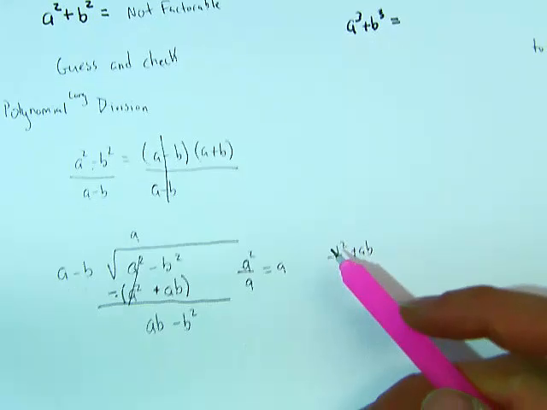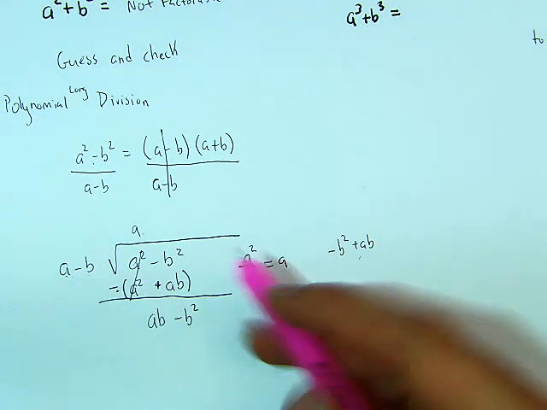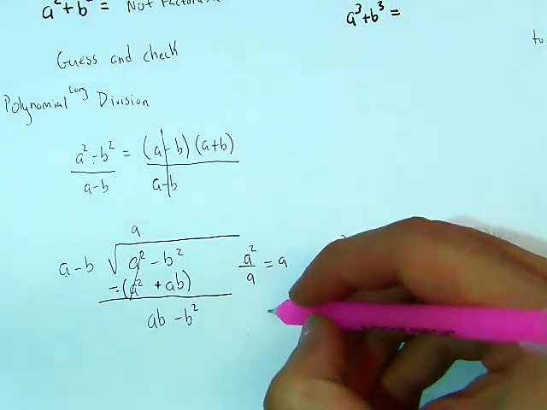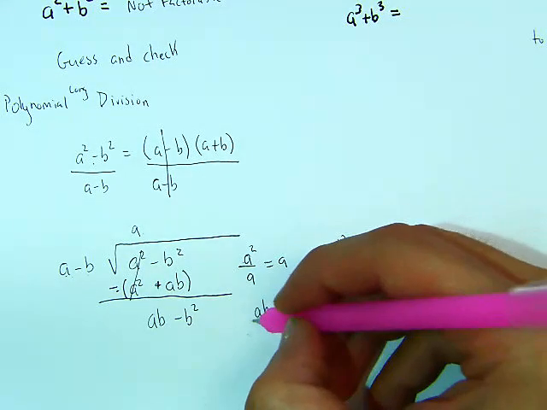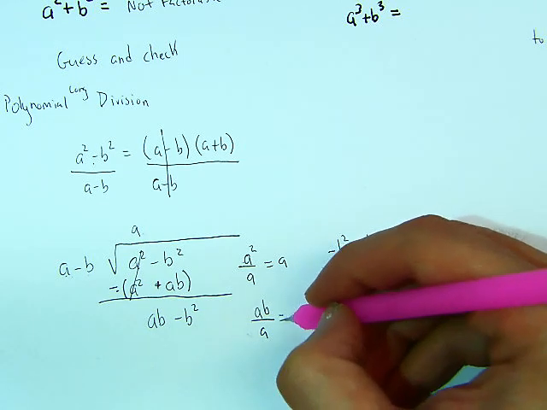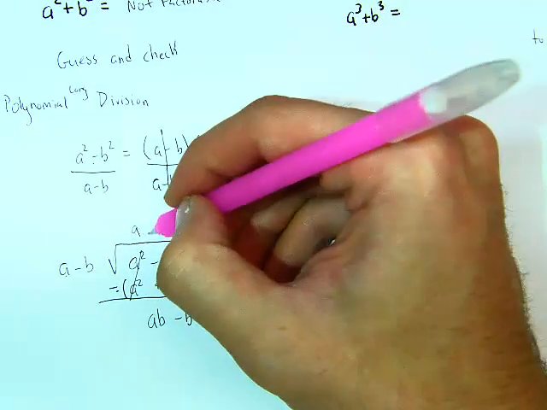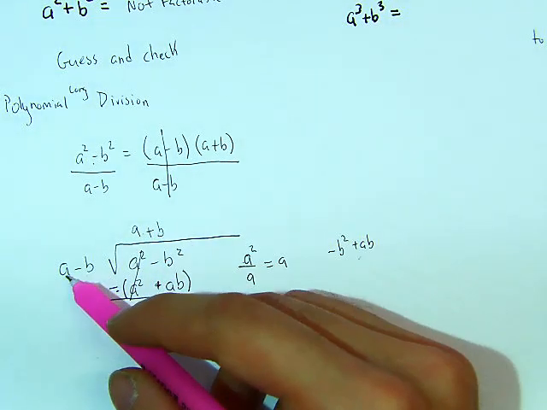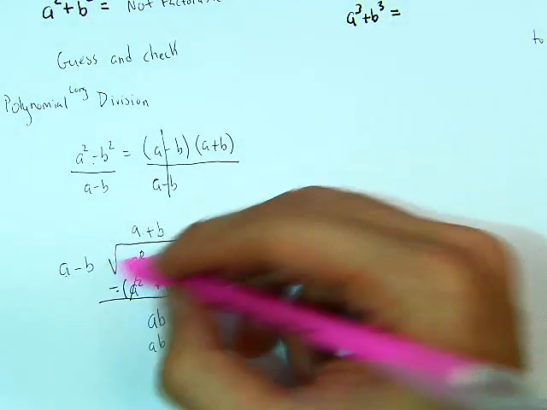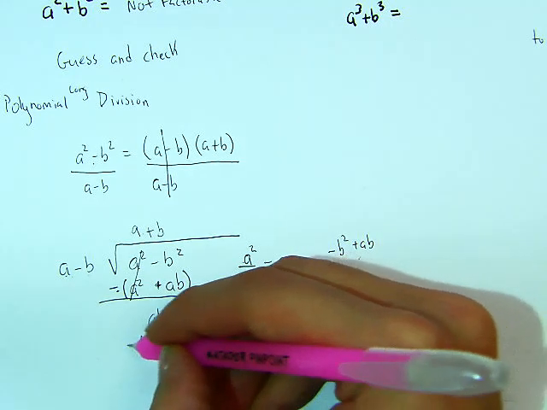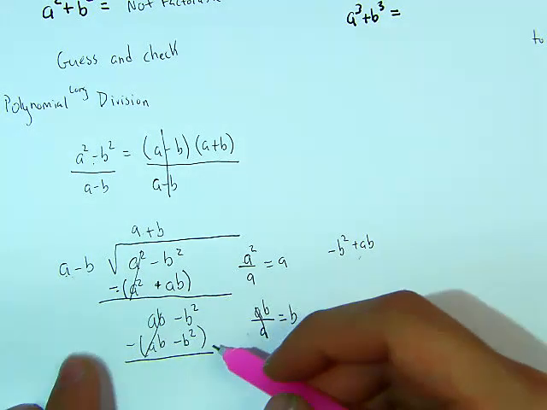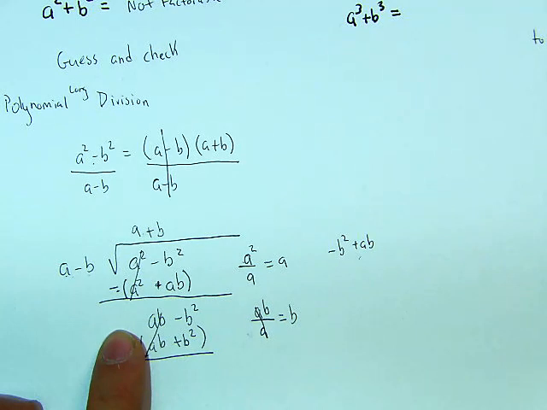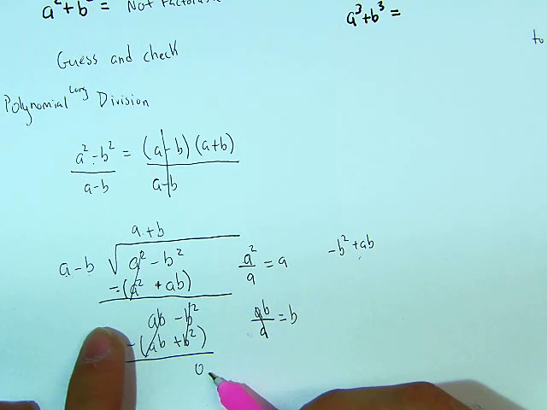So again, what do we ask ourselves? How many times does a go into ab? And if that feels weird, just divide it. You're taking this divided by that. That's always the rhythm. And ab divided by a is equal to b. Then we put a plus b here, and b times a is ab, and then b times minus b is minus b squared, in parentheses with a minus sign. This cancels, and minus times minus is plus, that cancels, and we get 0.